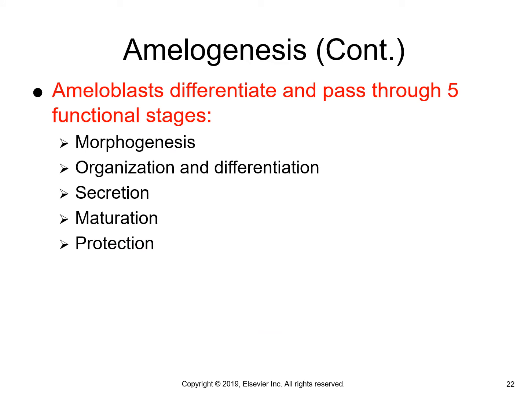Ameloblasts differentiate and pass through 5 functional stages. They go through morphogenesis, then they organize and differentiate, then they secrete, mature, and protect.